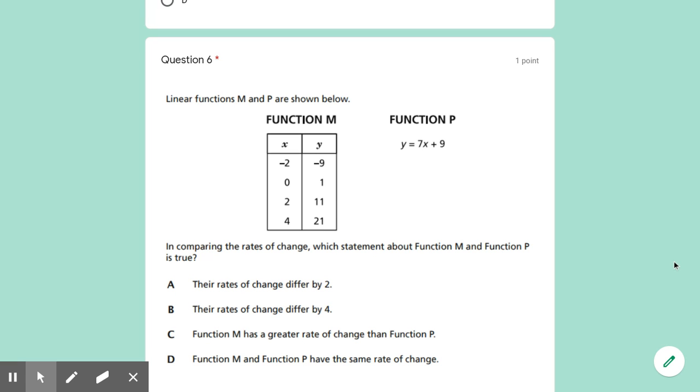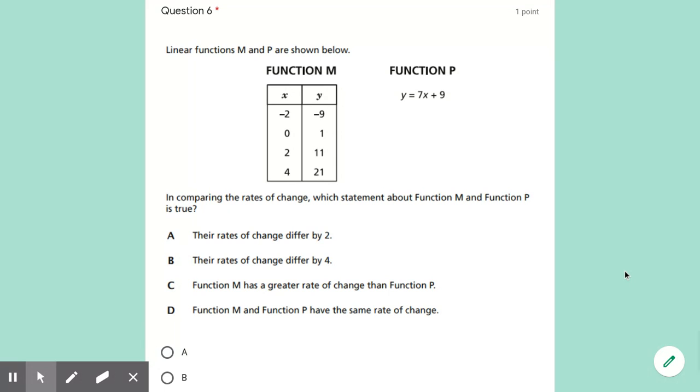Okay, here's question 6. It says here, linear functions m and p are shown below. Here's function m and here's function p. Again, look at function p. That's a linear equation. That means that it will make a straight line. And then we know that this is also going to make a straight line because it says linear functions. So they're both going to be making a straight line.